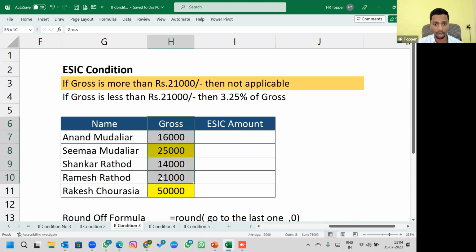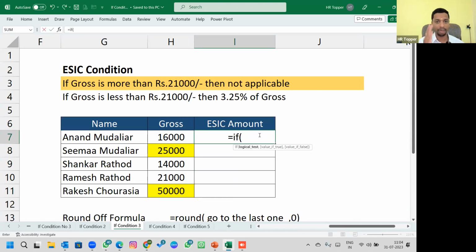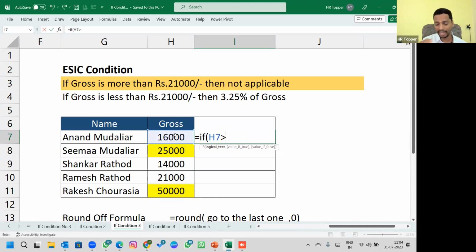So for the formula, this is the gross example. These are the list of the employees and the gross amount is this. Now let's see how many people are eligible and how much amount we have to deduct. So condition number one, in the formula: if gross is greater than 21,000, then what is the result? Zero. That is, do not deduct any ESIC.